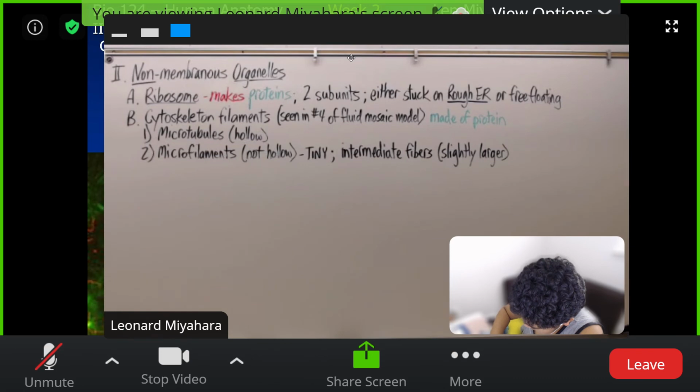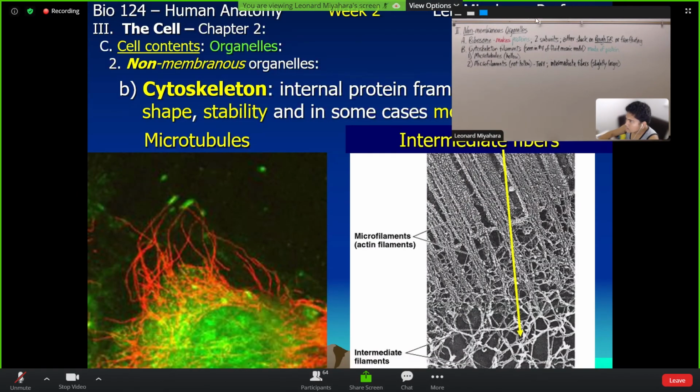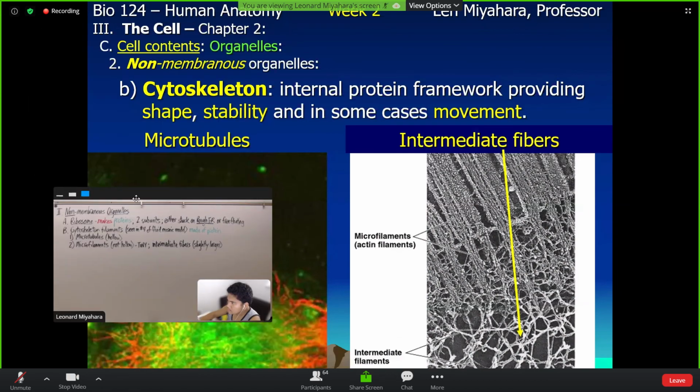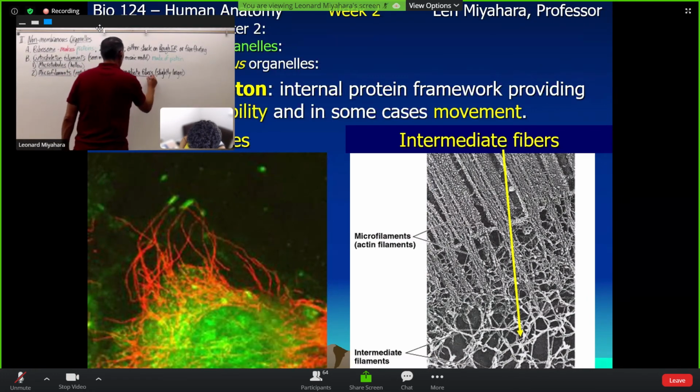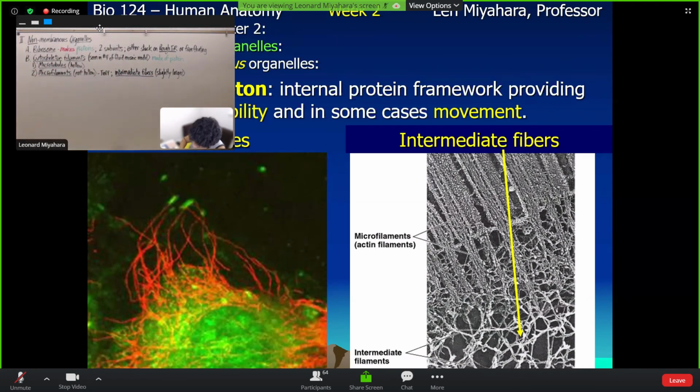So microfilaments. And then at the very bottom, our larger ones, we call intermediate fibers. So all those are considered non-membranous organelles. Some of these give structure.